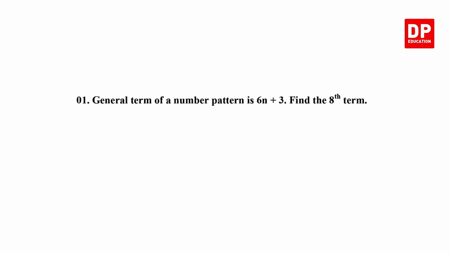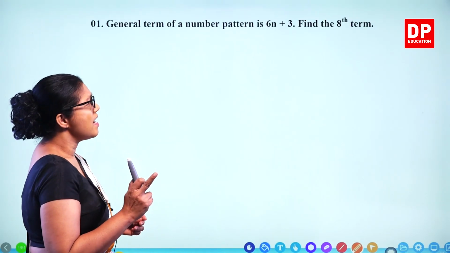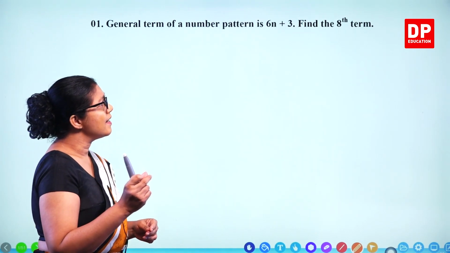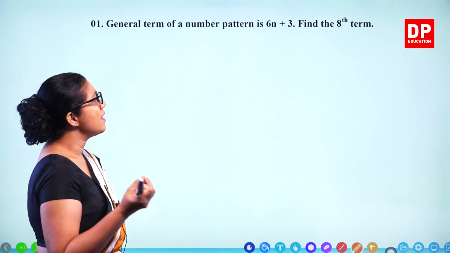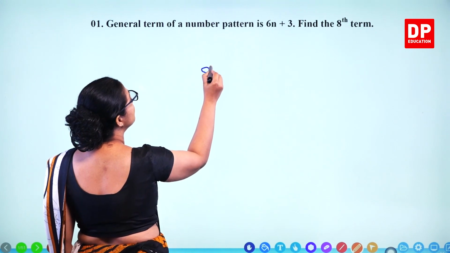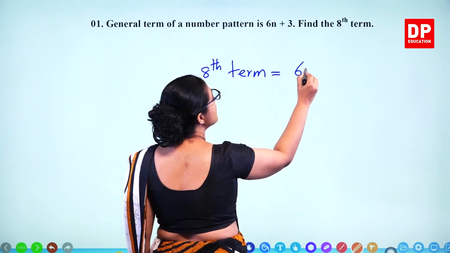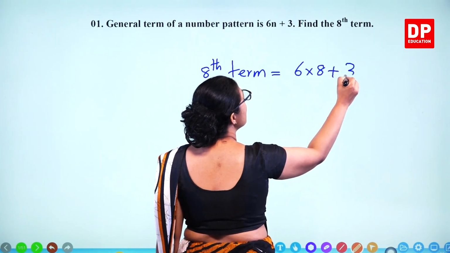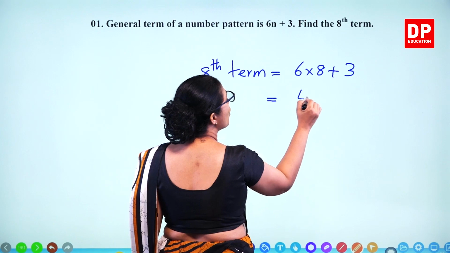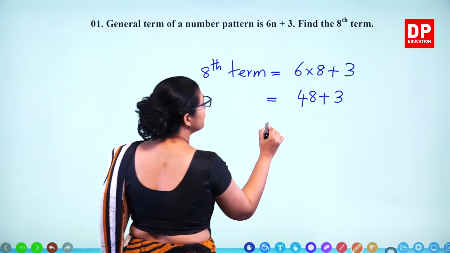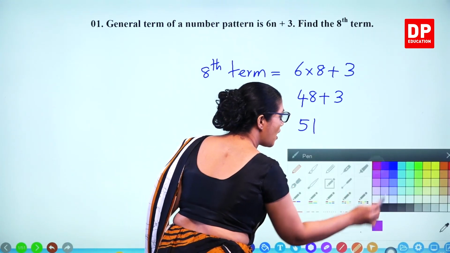Let's take question number 1. The general term of a number pattern is 6n plus 3. Find the 8th term. So n equals 8. Nth term means n. 8th term means n equals 8. So you have to just substitute n equals 8 there. So the 8th term is equal to 6 times 8 plus 3. According to BODMAS, multiplication first. 8 times 6, 48, plus 3, 51. So you get 2 marks for each question.